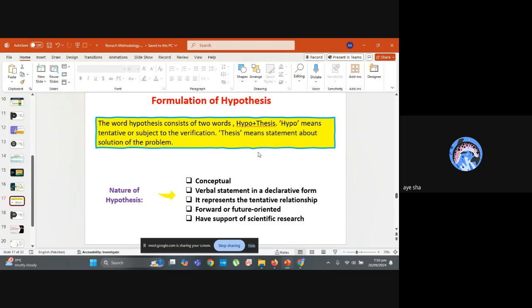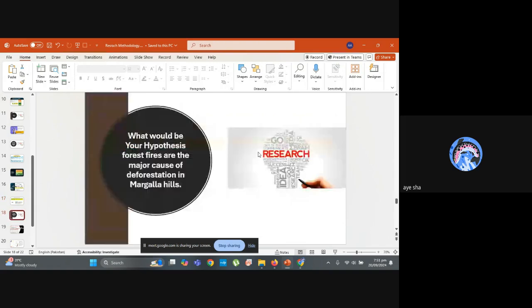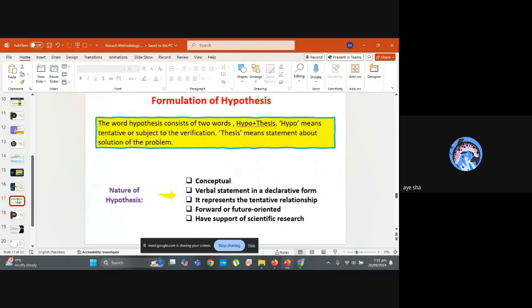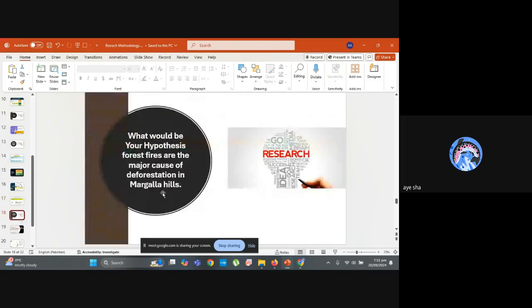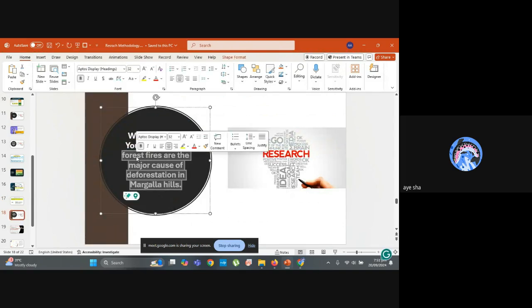And also you have observed many forest fires in the Margalla Hills of Islamabad, Pakistan. So you may develop the hypothesis that forest fires are the major cause of deforestation in the Margalla Hills. That would be the hypothesis, something that needs to be verified, because at this point you haven't verified that this is the major cause of the deforestation, right? You have just assumed that this could be the cause based on these observations.